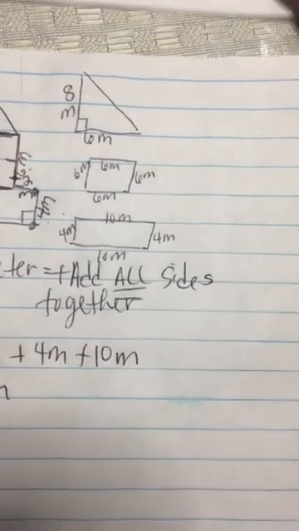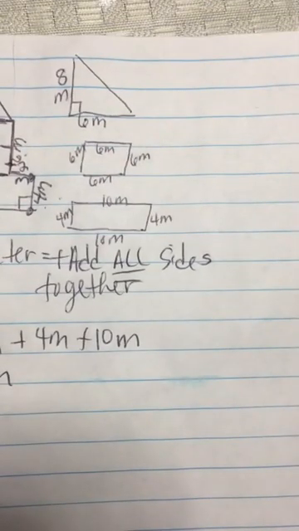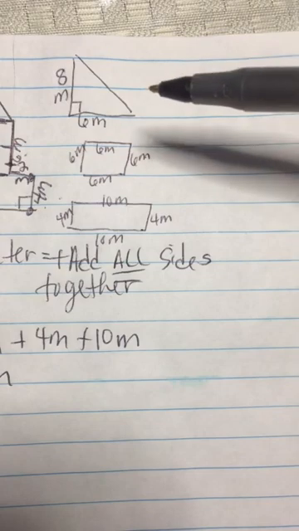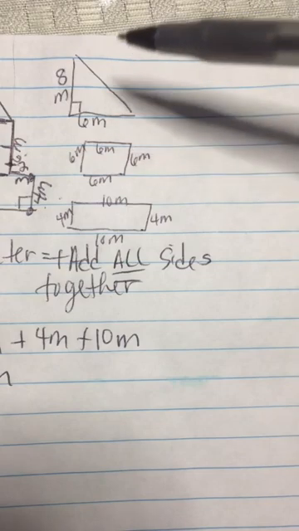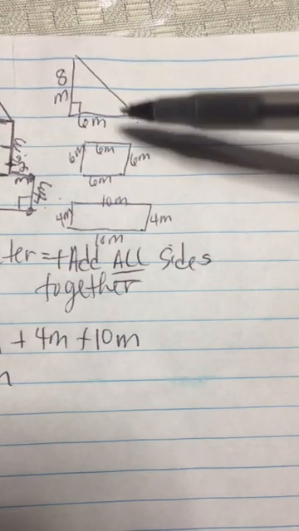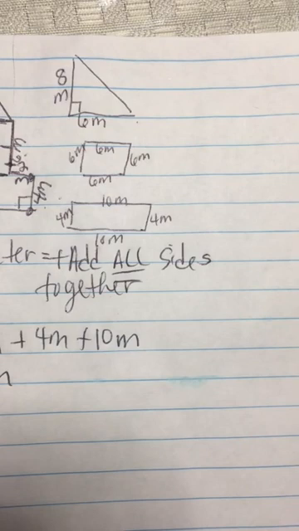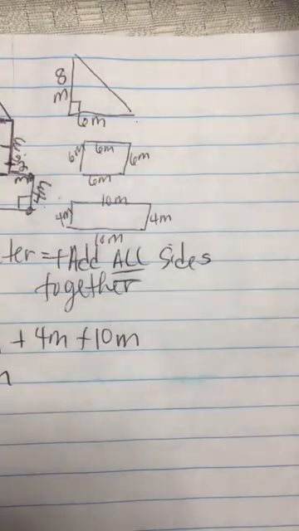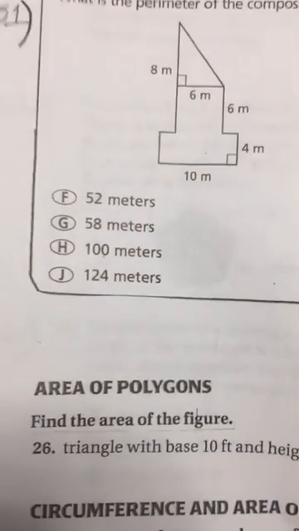So let me go back to my triangle. We know that area is 1/2 base times the height. So we're trying to find what is the length of this piece right here. Let's go ahead and add up what we have so far, and then we're going to make an educated guess.